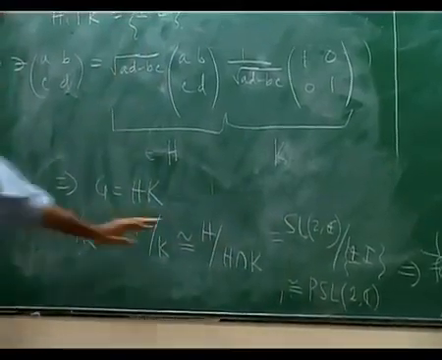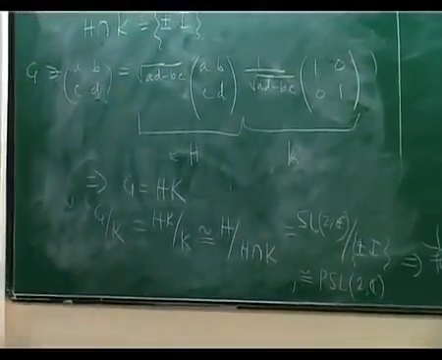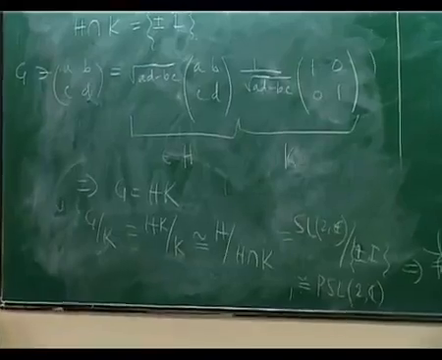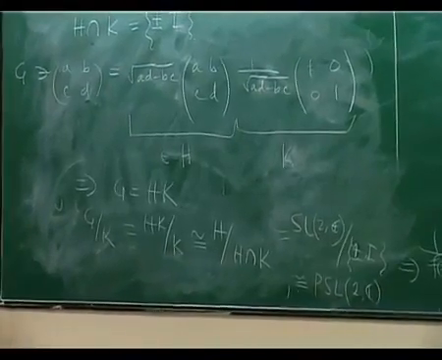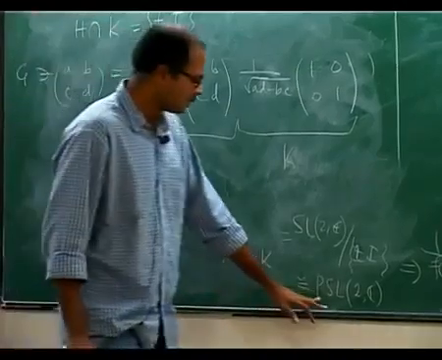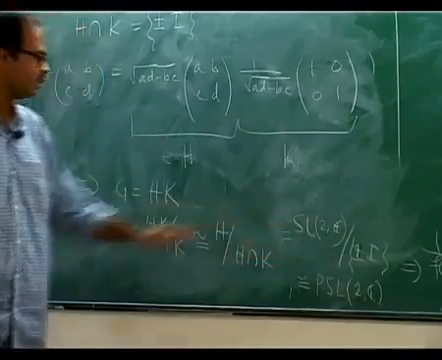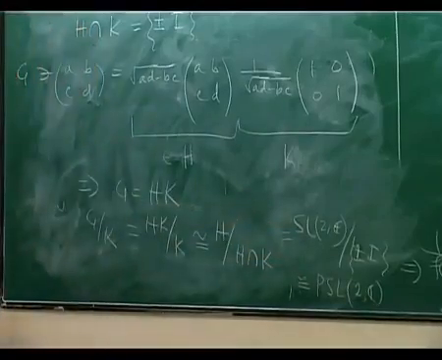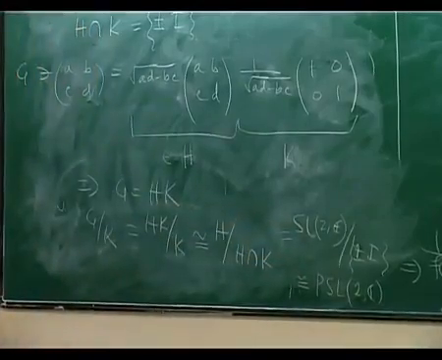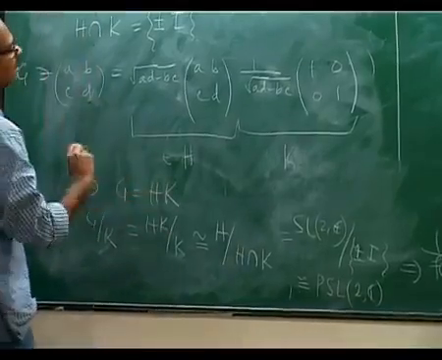So this is just SL2C modulo plus or minus 1, meaning we don't bother about whether it's positive or negative. We just identify positive and negative. So that's called the projective linear group. This is usually called the special linear group and the projective special linear group. So that's what we have done. This is PSL2C.